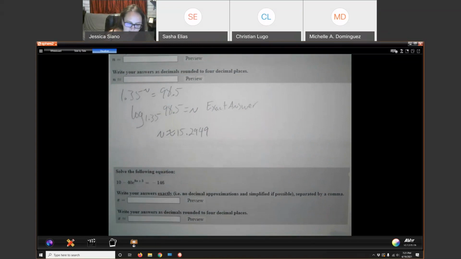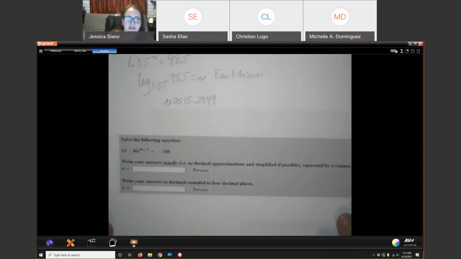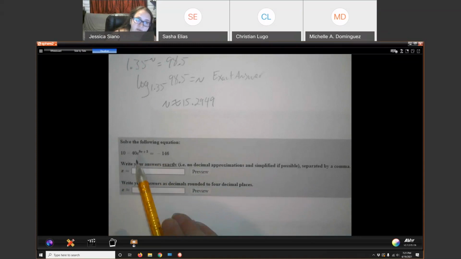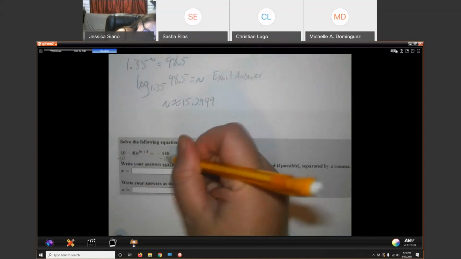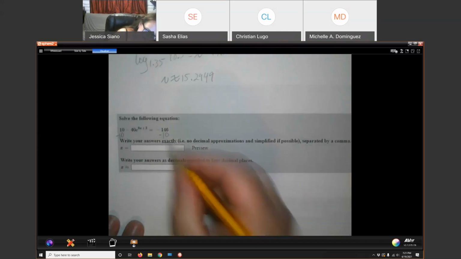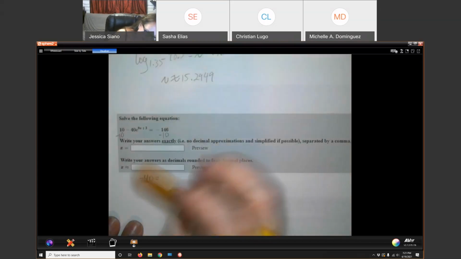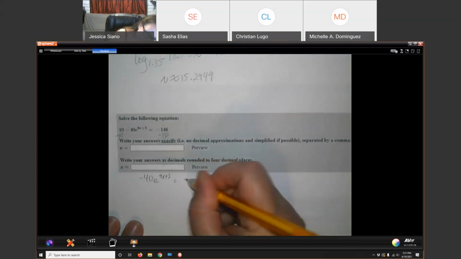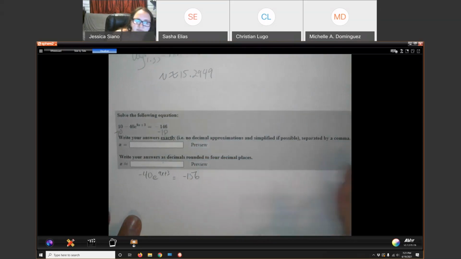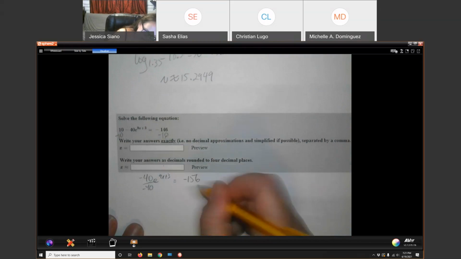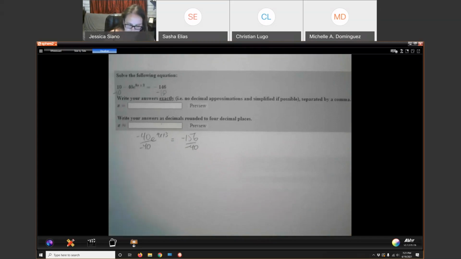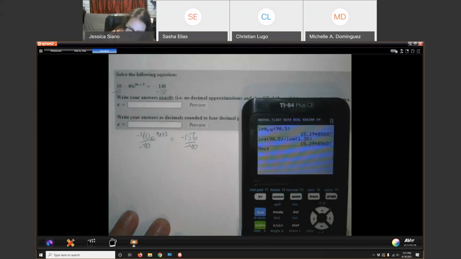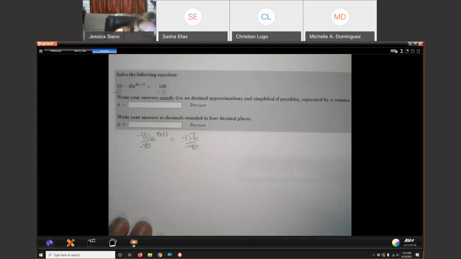Okay. So same deal for this next one. We have to isolate the e before we can turn this into a log. So I'm going to subtract this 10 from both sides. And I'll get negative 40 e to the 9x plus 3 equals negative 156. And then I'll divide both sides by the negative 40. 3.9.